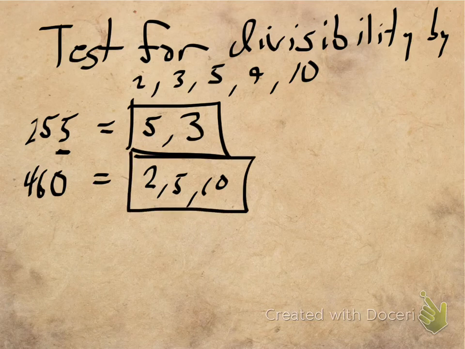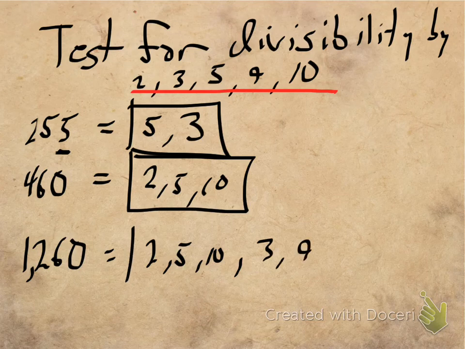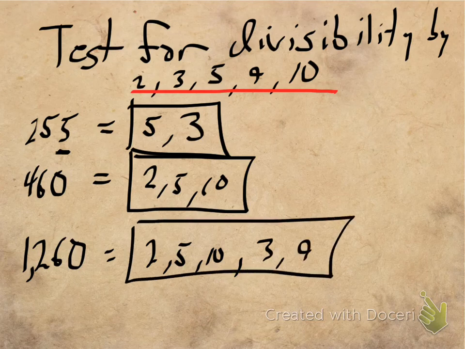Let's do one more: 1,260. We're only testing for these numbers right here: 2, 3, 5, 9, 10. 1,260 ends in a 0, so you don't even have to think about it: 2, 5, and 10. Now add up the digits. What's it add up to? 9. So it's divisible by 3 and 9. So this one is actually divisible by all of them.